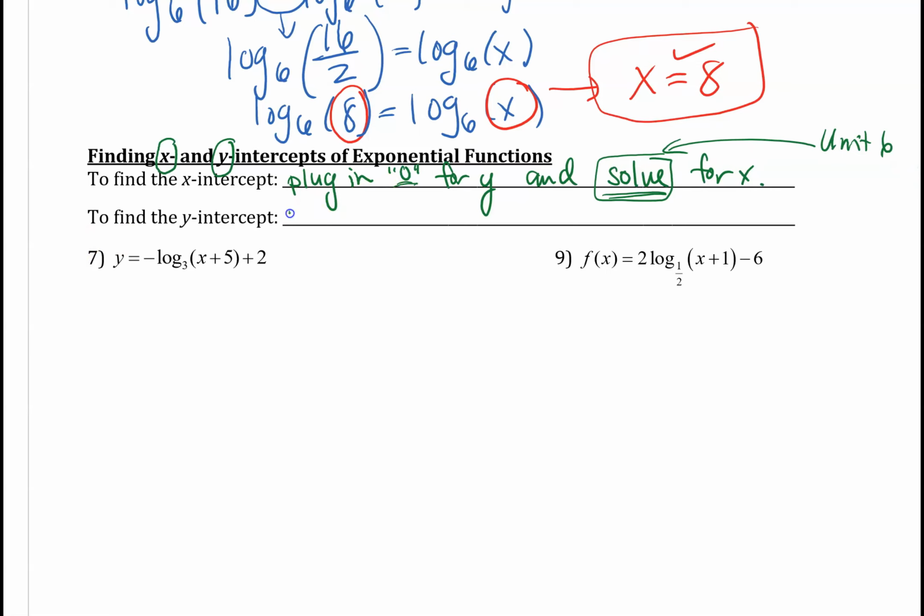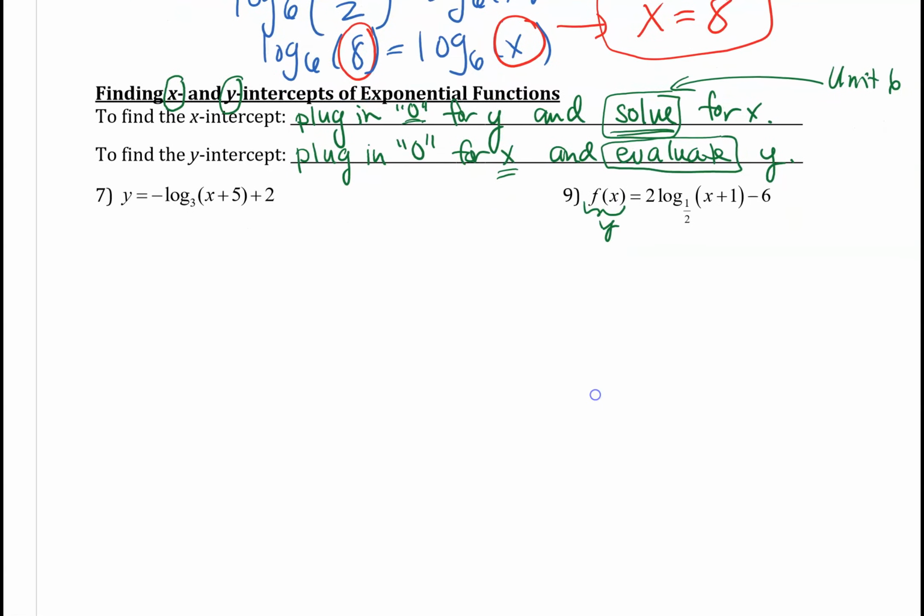To find the y-intercept, we plug in 0 for x and just evaluate y. In all of these, the y is already solved for, right? It's y equals something. That means this is what y equals. We don't need to solve for it, we just need to evaluate, so it tends to be a little easier. So let's start with number 7. For both of these, I'm going to begin with the y-intercept just because it's easier. That is where you plug in 0 for x.